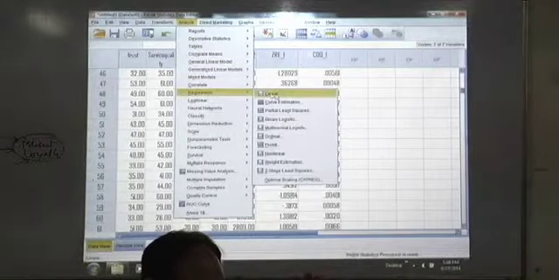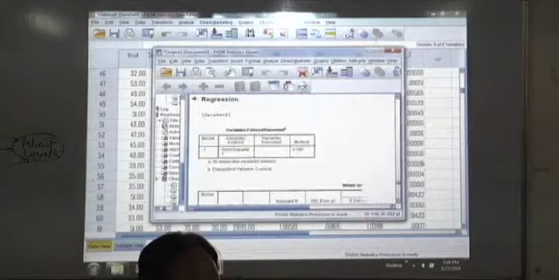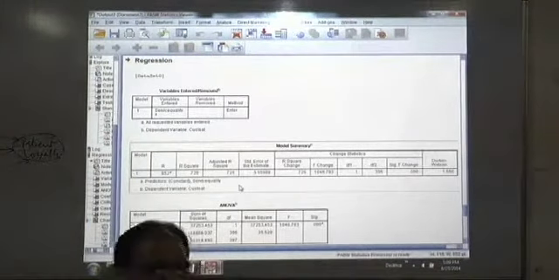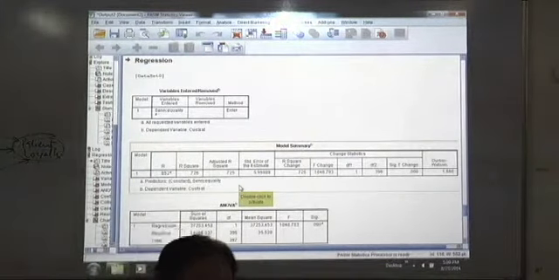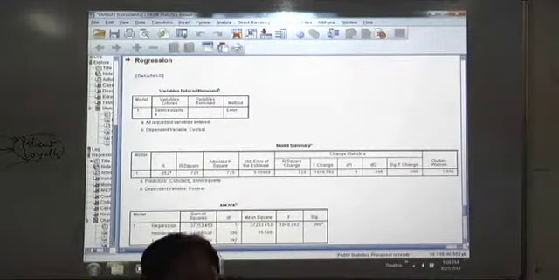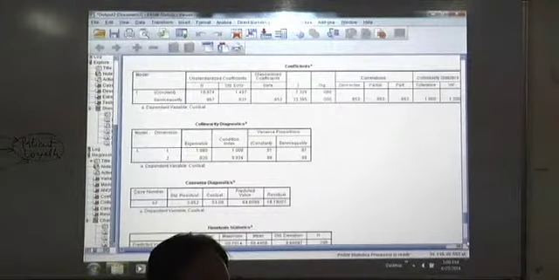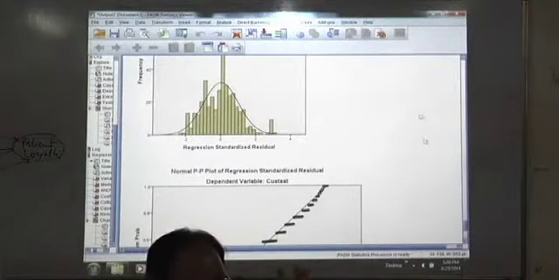Analyze, Regression, Linear. Same values. Okay, it has gone up. Adjusted R square has gone up from 0.711 to 0.725. Now the linear fit will also become good. Now, let's see if there are any more. There is one more, case number 67, that has now become significant. We'll remove that later. First, let us see these charts.